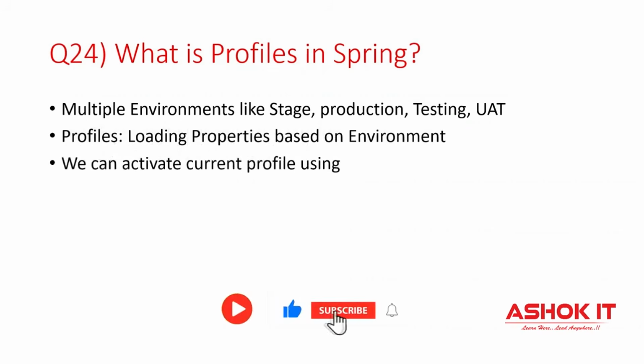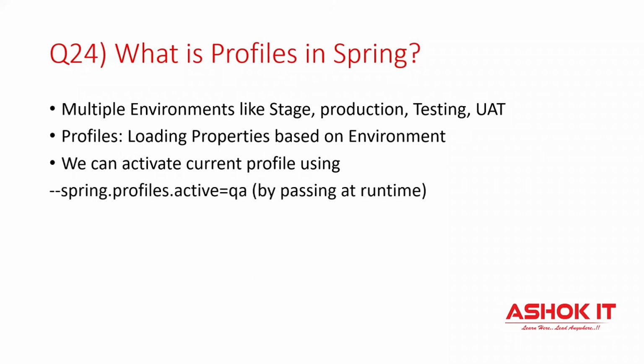Instead of modifying those every time, we can activate by mentioning a profile, by using a key, passing at runtime two dashes, spring.profiles.active=QA. Of course, you can even use the VM argument -D also. We can maintain multiple properties files, like application-qa.properties, application.properties, application-prod.properties. And even we can use the @Profile annotation to execute some code based on the active profile.